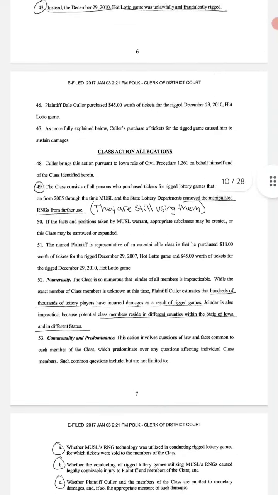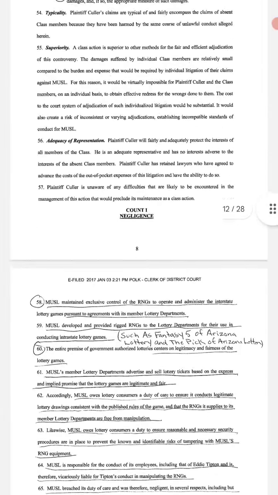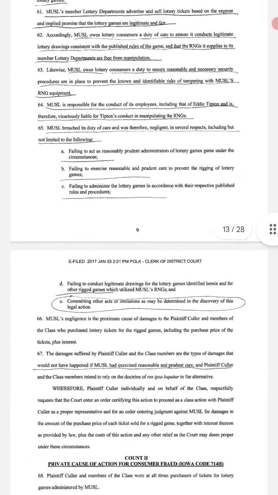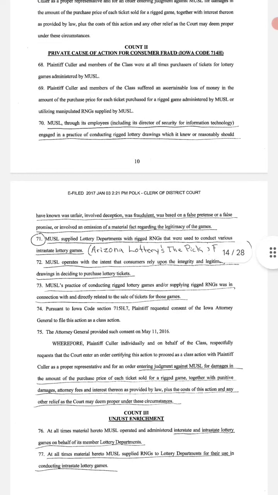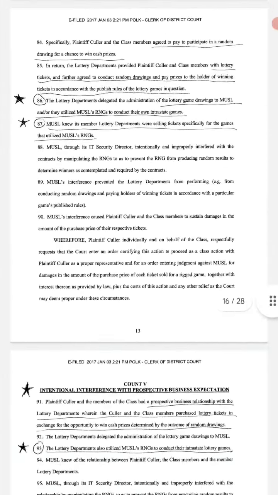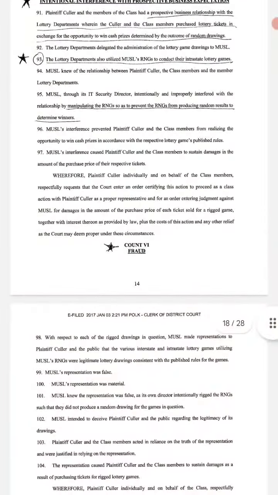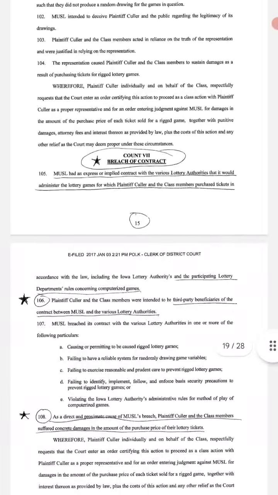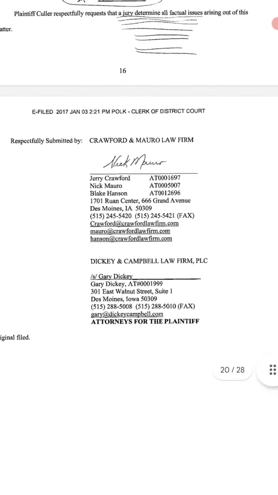Okay, so you can slow the video down or pause it, and you can read all this, get all this tea. They had a count of negligence against them, the Multi-State Lottery. They had a count of consumer fraud. They had a count of unjust enrichment. They had a count of intentional interference with a contract. They had a count of intentional interference with prospective business expectation. They had a count of fraud and breach of contract. Okay, and it was filed by these lawyers. Okay, Crawford and Morrow Law Firm in Iowa.